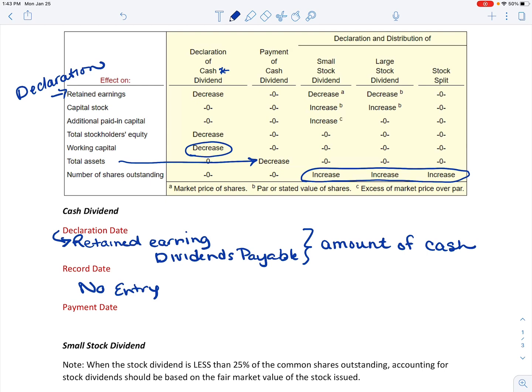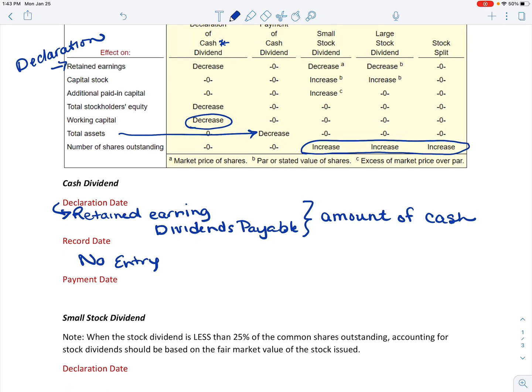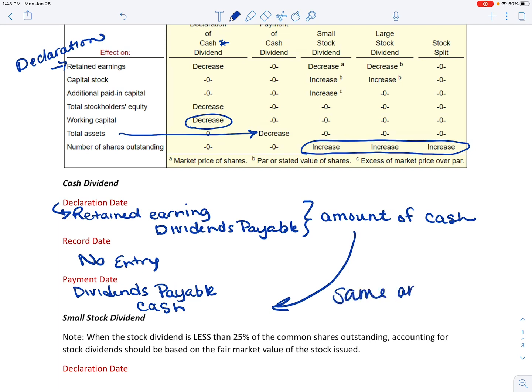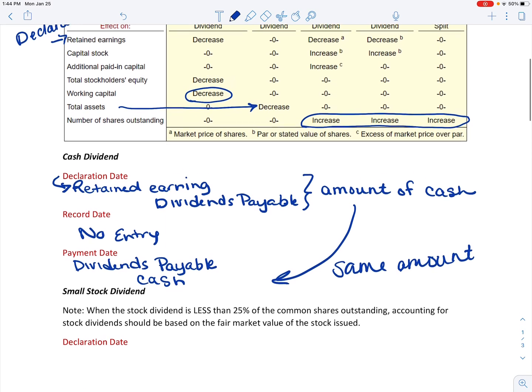And then we have the payment date. That's where the cash comes out, where we decrease that cash. So we will debit our dividends payable, reduce that liability that we created at the declaration, and pay our cash. And it's going to be for the same amount. But again, you have to have cash to pay a cash dividend. So let's look at some of the other situations.